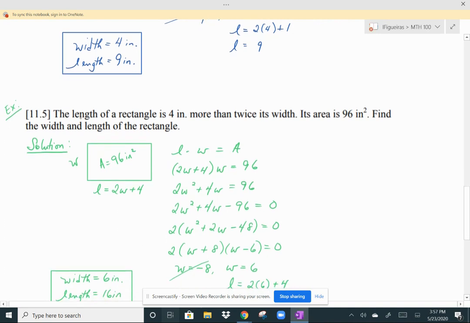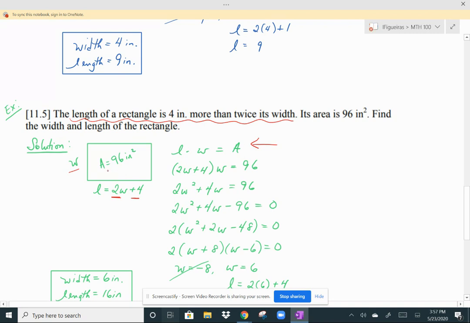So, similar to the last problem, we are told something about the length, but we know nothing about the width. Therefore, W is my variable. How do I express length in terms of width? Well, the length is 4 inches more, again there's that more, is plus, than twice the width, 2 times the width. Here's our formula. Length times width equals area.